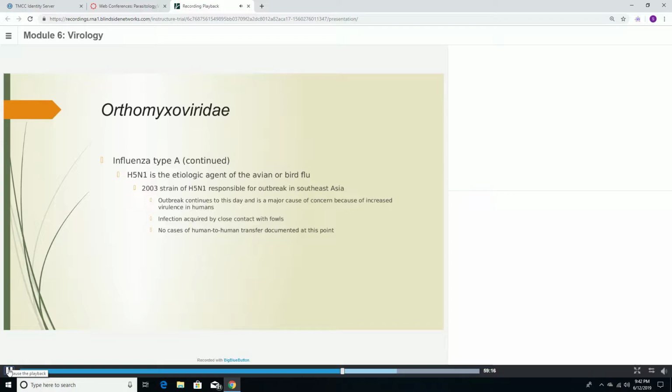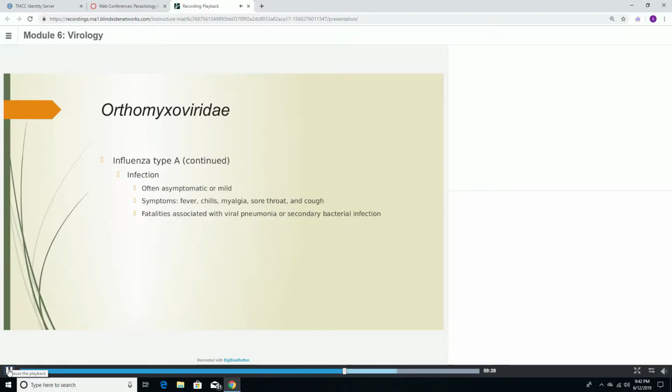In 2003, strains of H5N1 were responsible for an outbreak in Southeast Asia. The outbreak continues to this day as a major cause of concern because of its increased virulence in humans. Infection is acquired by close contact with fowl, so birds. No cases of human-to-human transfer are documented at this point, so we can't really transfer it to each other. We have to have contact with the same infected bird or fowl.